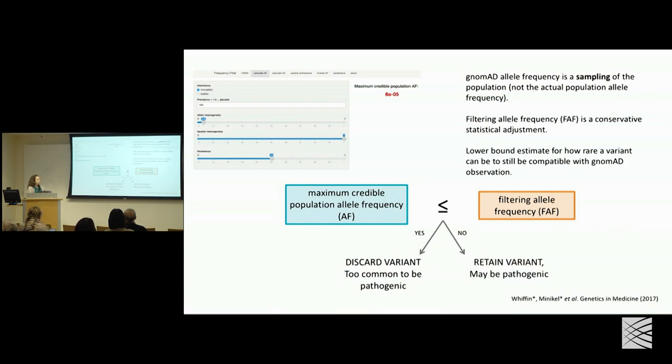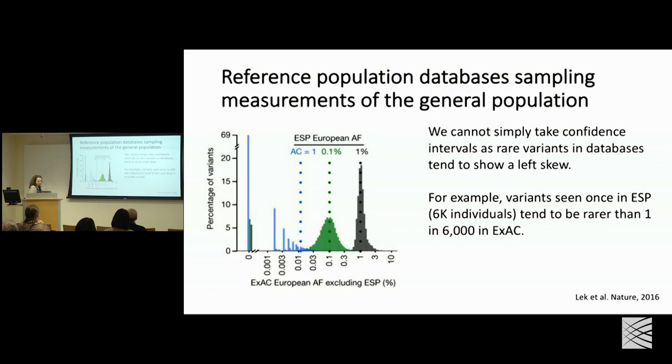So what is the filtering allele frequency? Why do we need it? The reason we need it is gnomAD is a sampling of the population. So the numbers in gnomAD are not the actual allele frequency of this variant across the entire world or across a single ancestry. It's a sampling of a population. And so the filtering allele frequency is a conservative statistical adjustment because it's a sampling. It's the lower bound estimate of how rare a variant can be and still be compatible with a gnomAD observation. And I'm going to show you a picture that explains what that is.